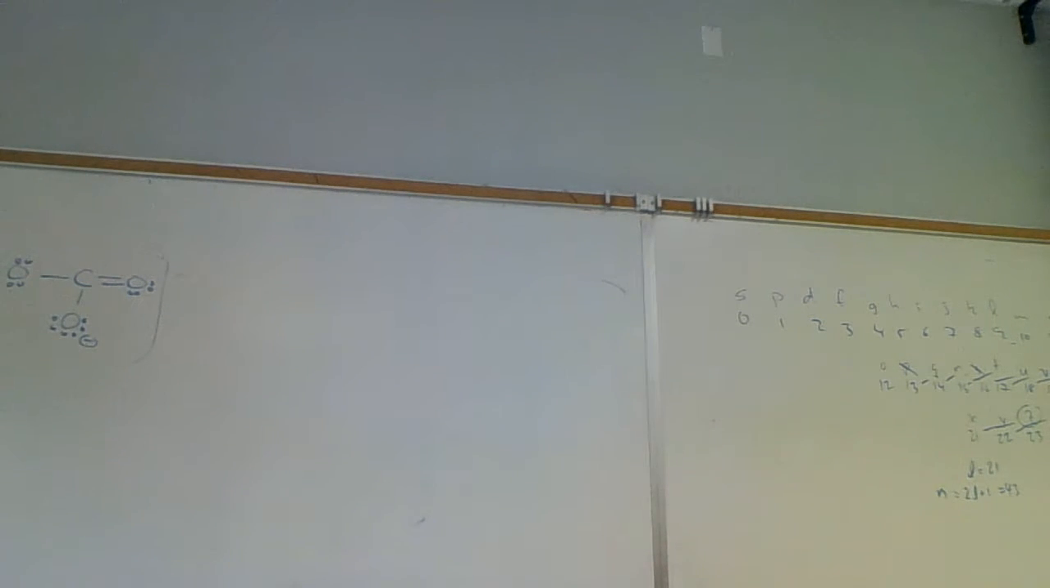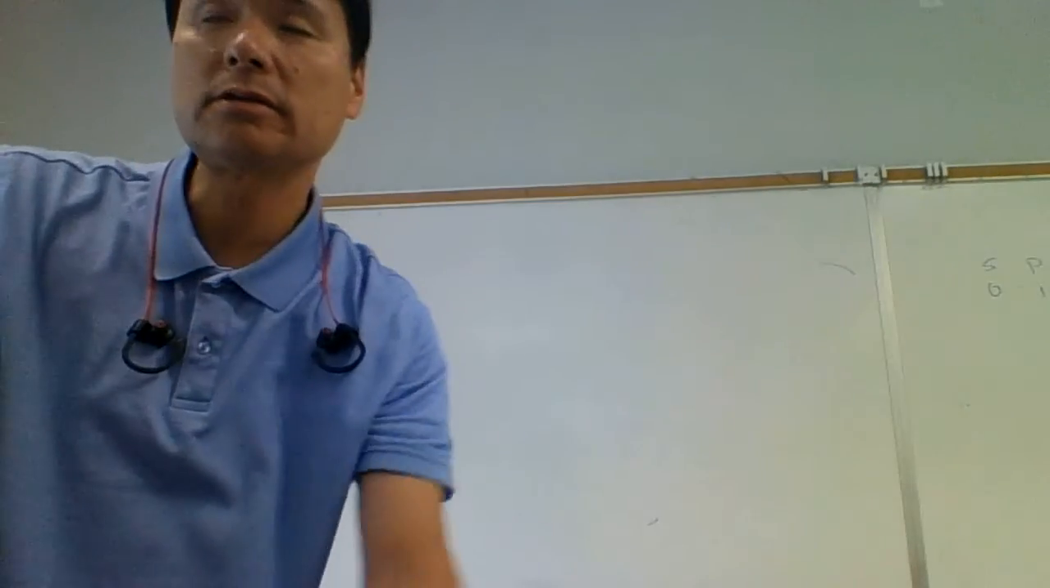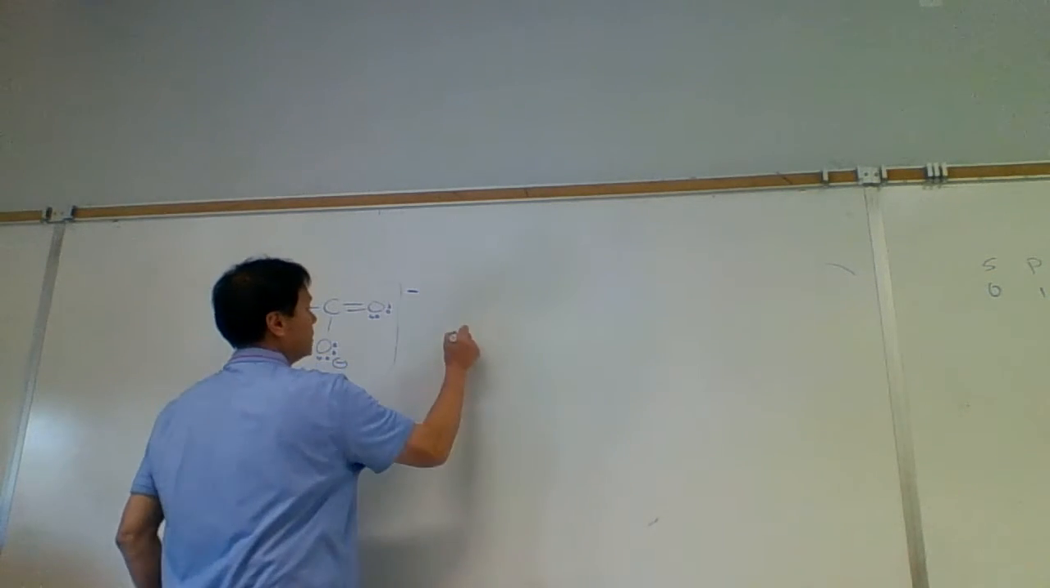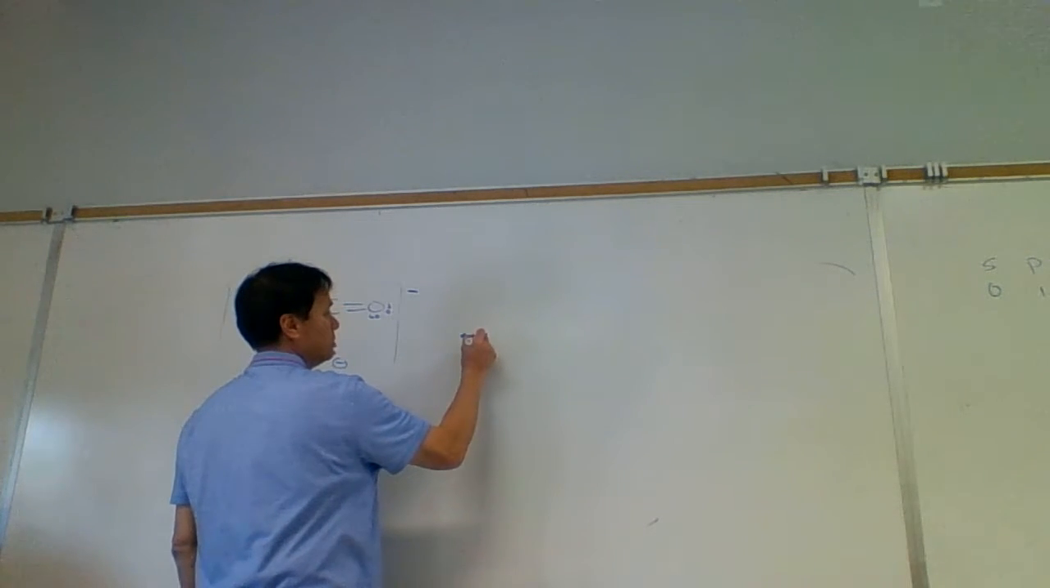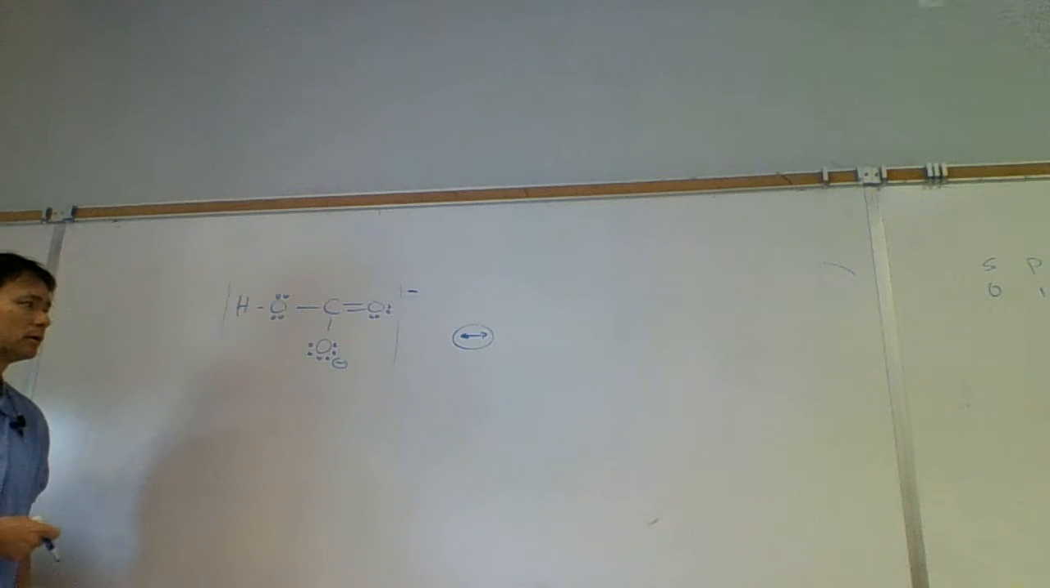What do we call this Lewis structure here? We call this Lewis structure a resonance structure. How many resonance structures does bicarbonate have? Two. So the other resonance structure is going to look like this. We use this. What's that thing called?